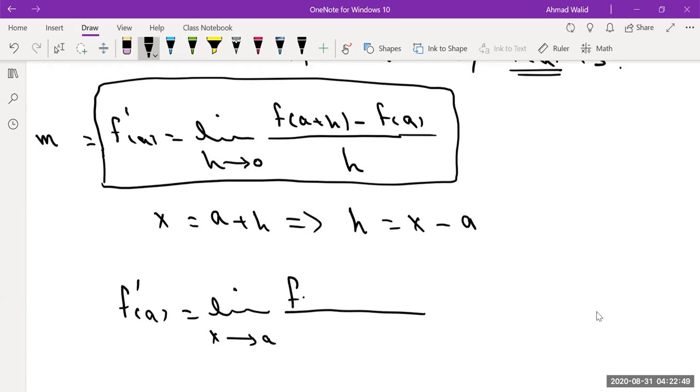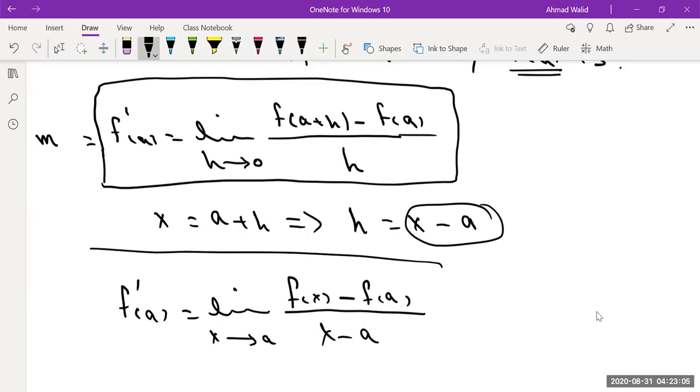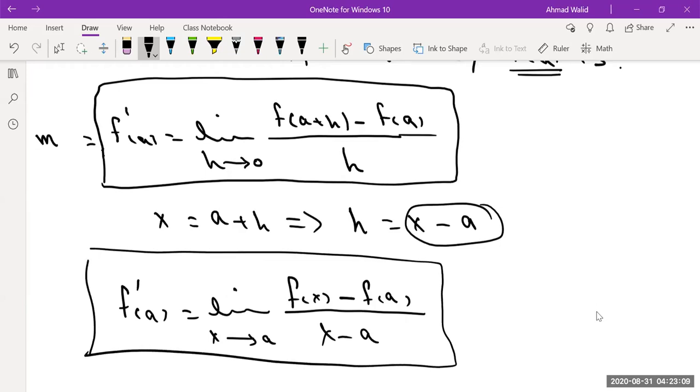Then I can write f of x minus f of a, which stays the same. Instead of h in the denominator, I can write x minus a. Both of them are the same. Both of them are the formula to find the derivative of a function, correct?